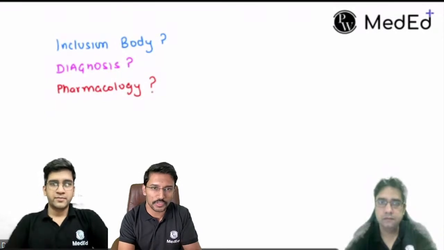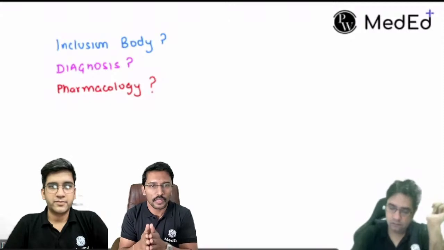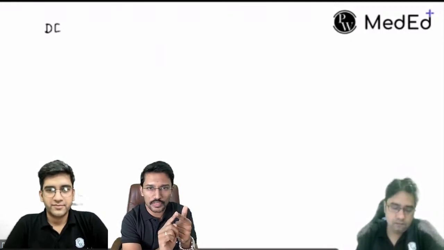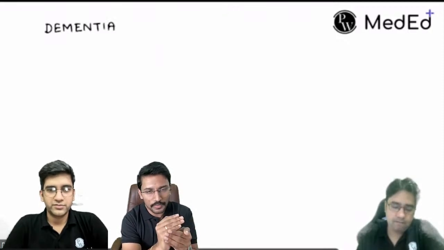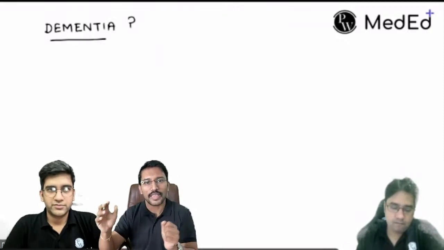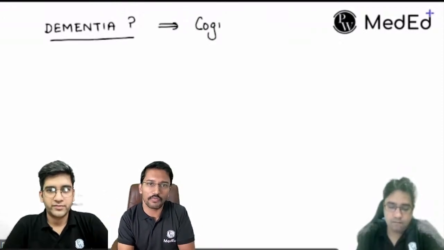So let me pose a question. What is dementia? What is mild cognitive illness? So number one, the cognitive domains include memory, thinking, reasoning, and various other thought processes. When any of these cognitive domains is affected, but it is not causing any impact on the patient's quality of life, we call it mild cognitive illness.